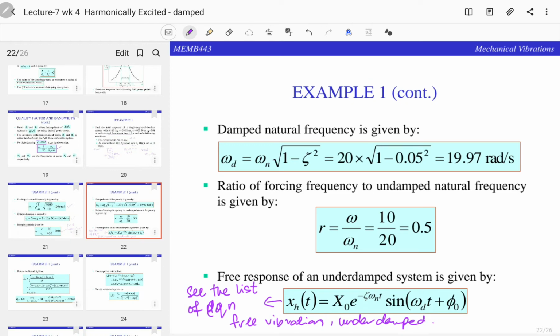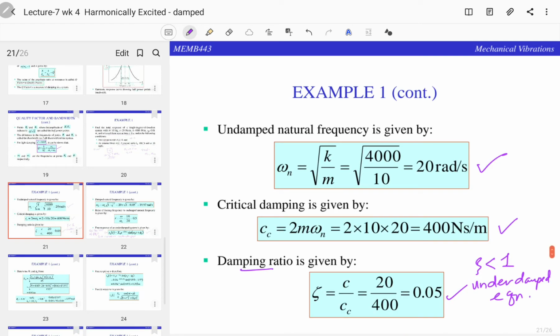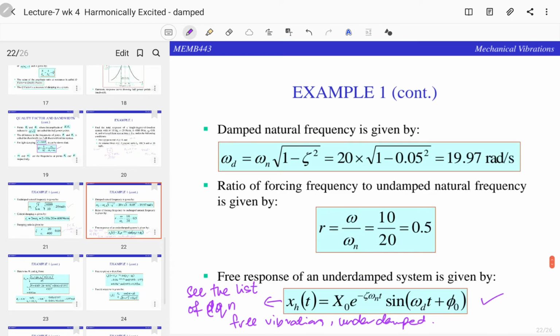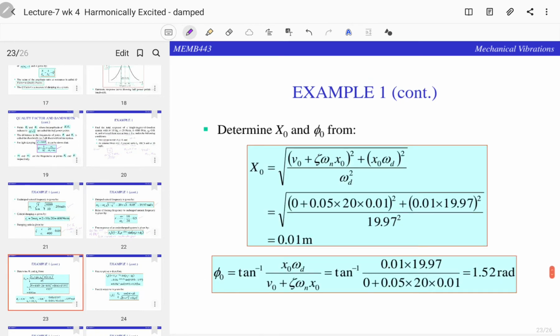Before we can write this equation, you have to calculate the damped natural frequency omega d, because you want to substitute into the formula. You already have omega n, you have zeta, and you want to know what is x naught. Then you calculate the ratio of oscillating frequency because you already have omega and omega n. Then you can just substitute all the values.